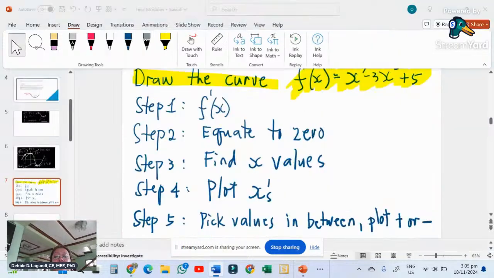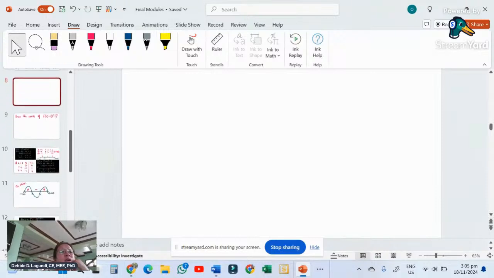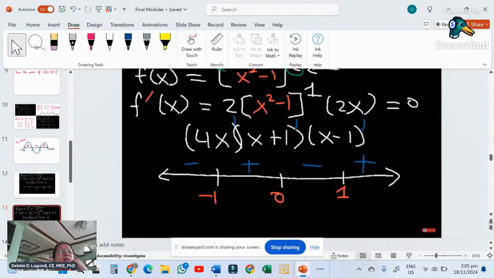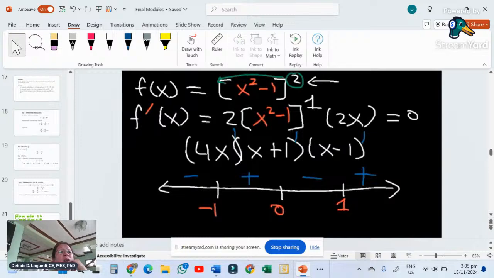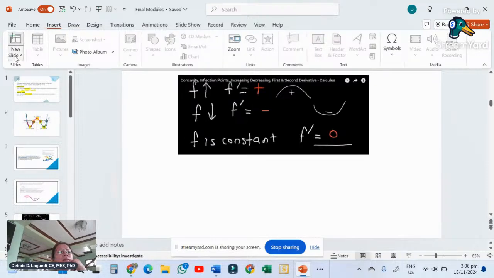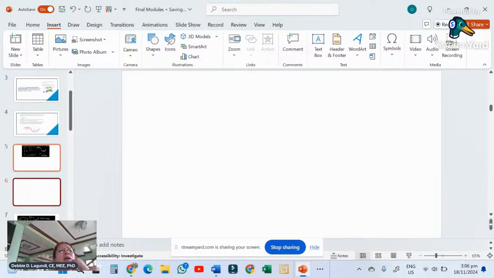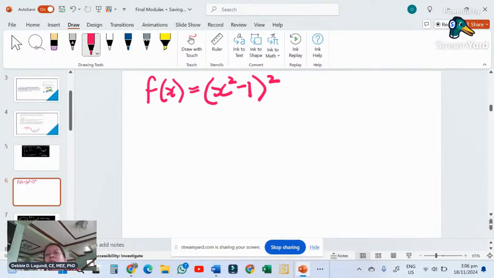Now, I have something for you to work on, your homework. I'm going to send it to your GC instead. There's another question here that I want you to do: f of x is equal to x squared minus 1, everything squared. This is another question that you can do, and draw the curve from here.